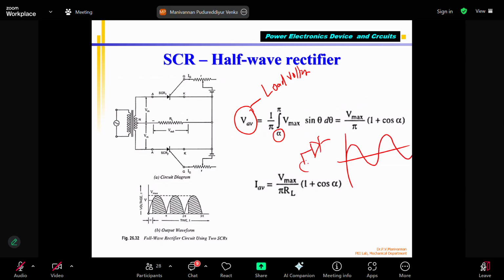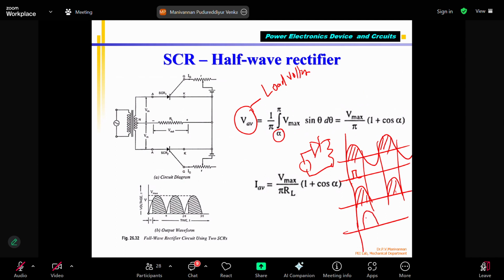This is my load resistor. The positive half cycle alone will conduct. So what will be the output voltage? It will be pulsating DC. Correct? So the diode will conduct, you cannot control it. But in case of SCR, by giving a pulse, I can make the SCR conduct for a particular angle only. So here it is not conducting. So my V average is controllable.